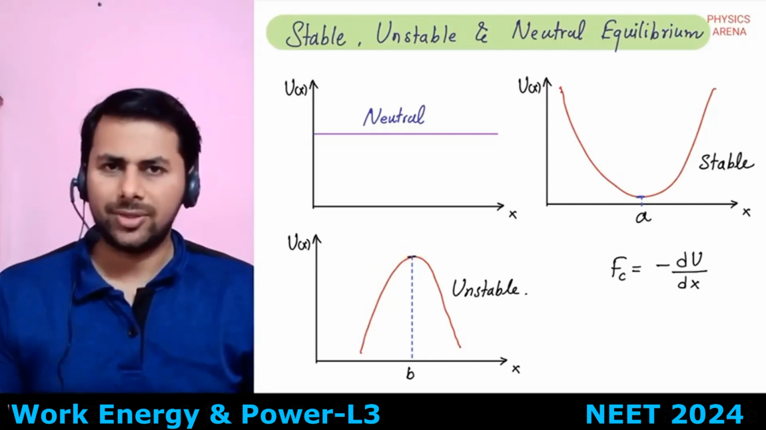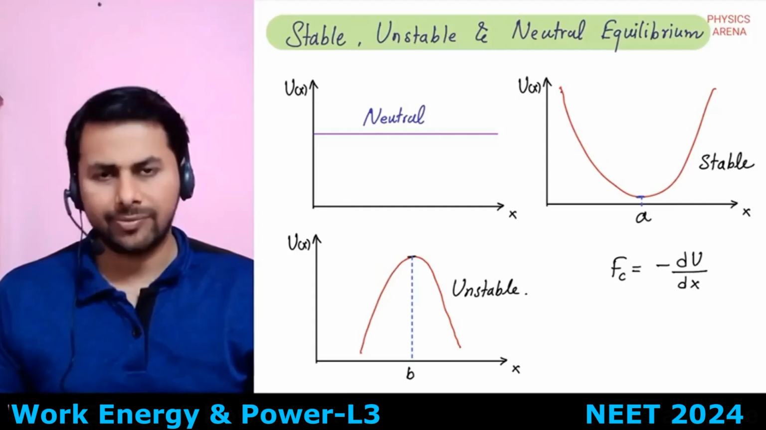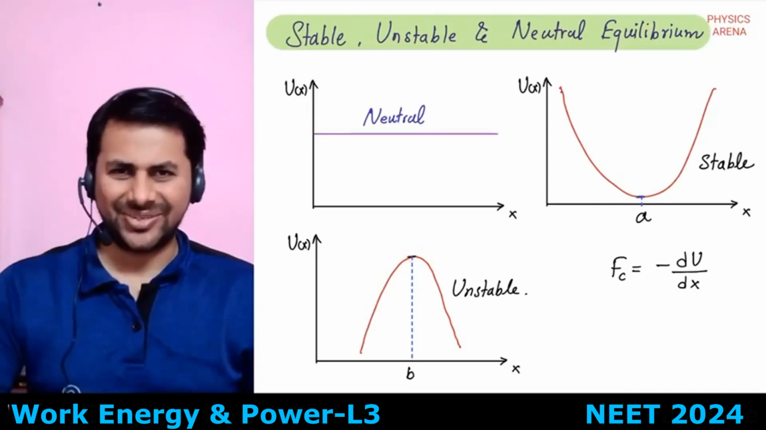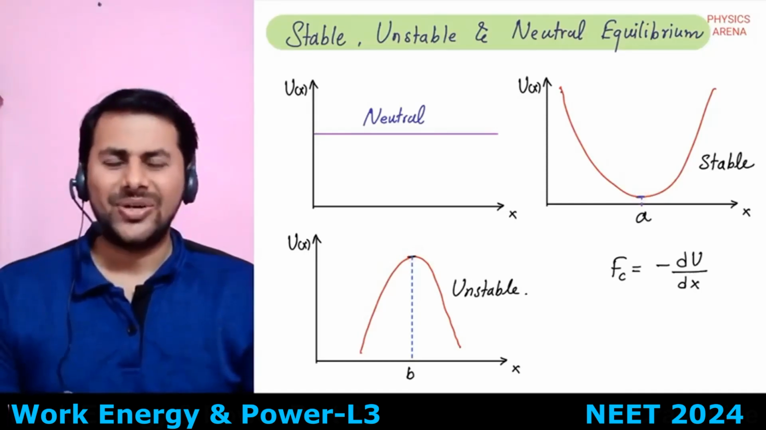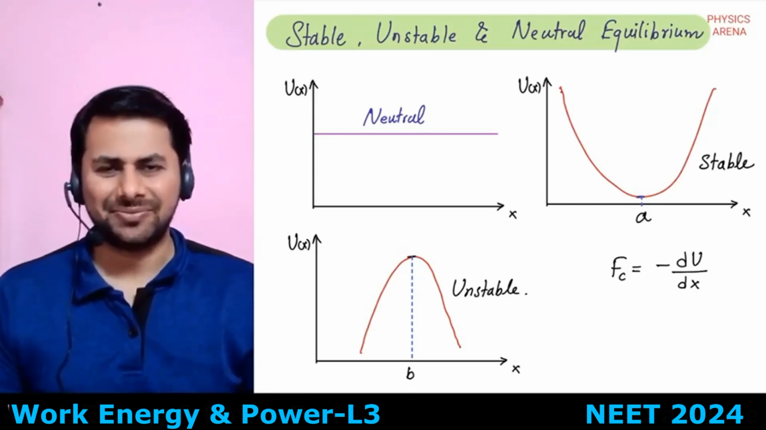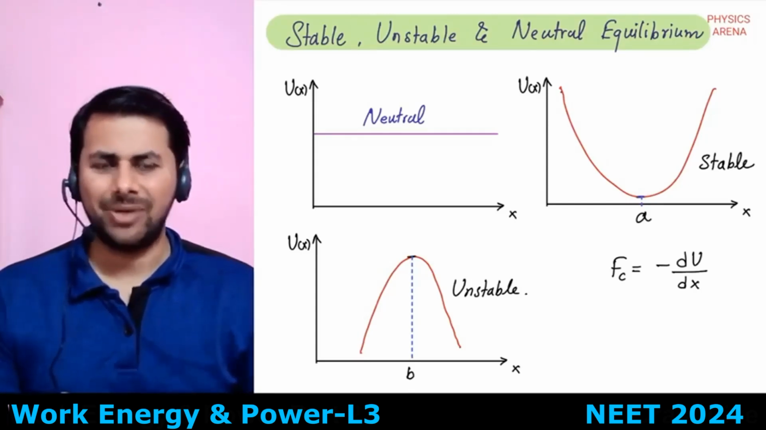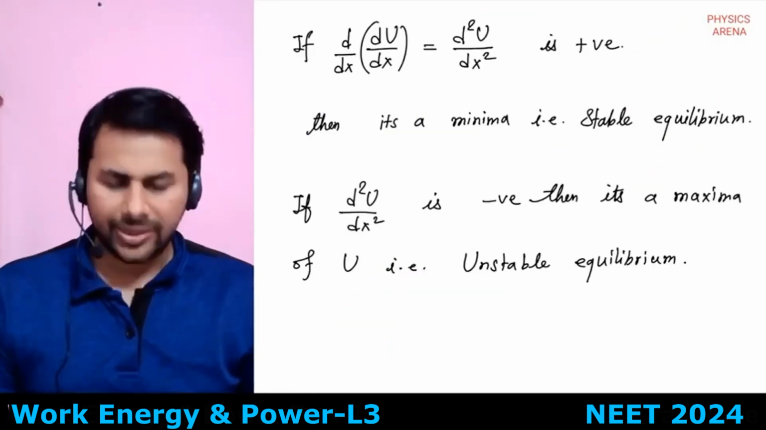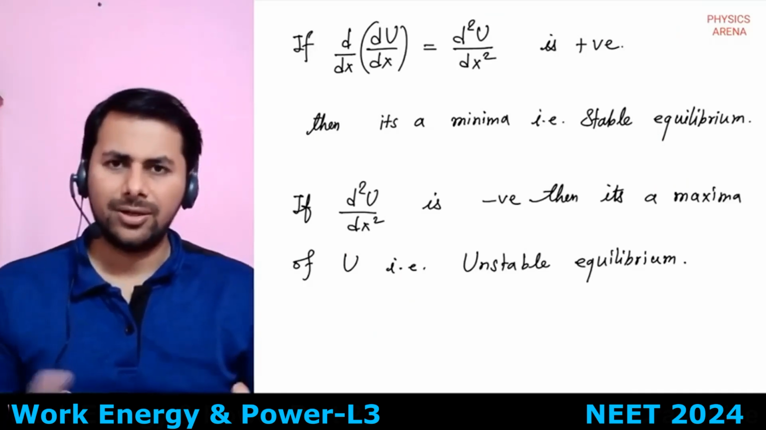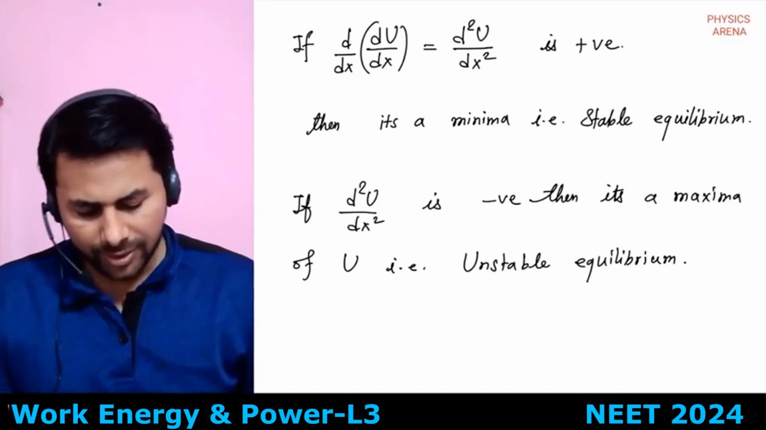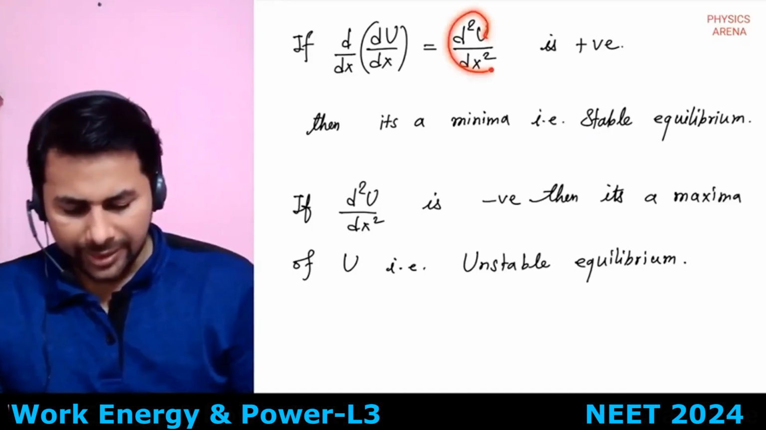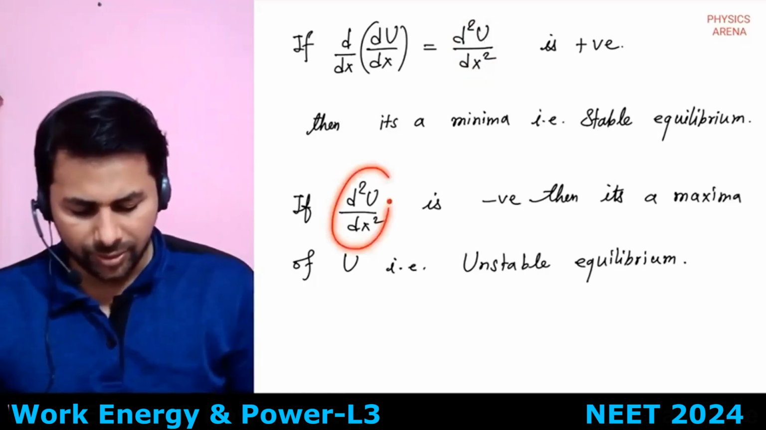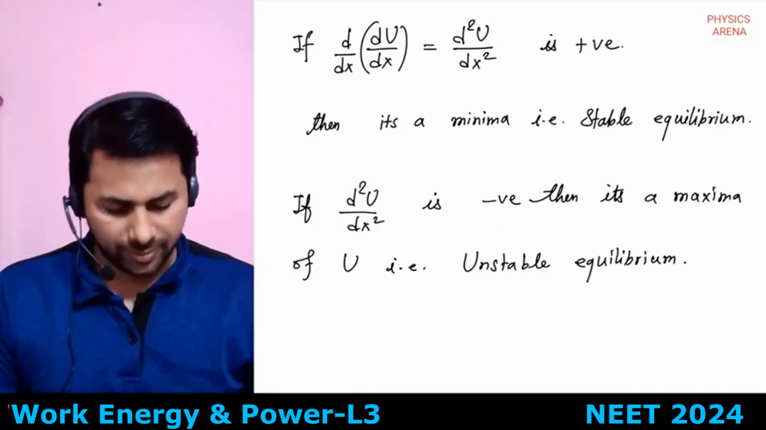So du by dx will be 0, and d2u by dx square will be negative. Here you have du by dx as 0, and d2u by dx square will be positive. That's how we can find out whether it's a stable equilibrium or an unstable equilibrium. For the stable case, d2u by dx square is positive. For the unstable case, you have d2u by dx square as negative.